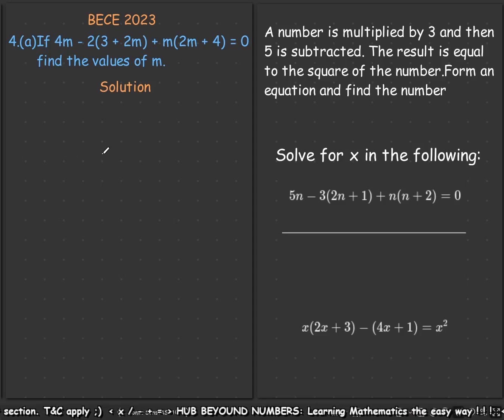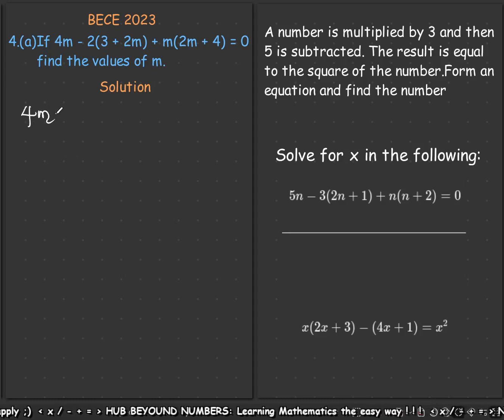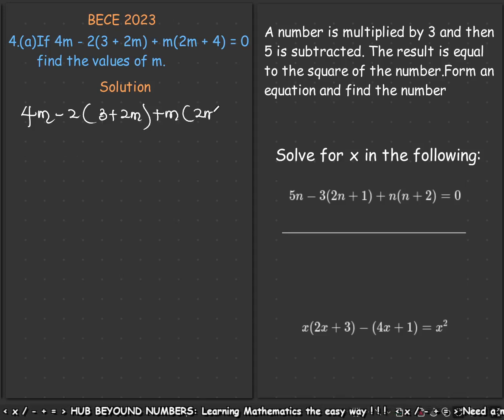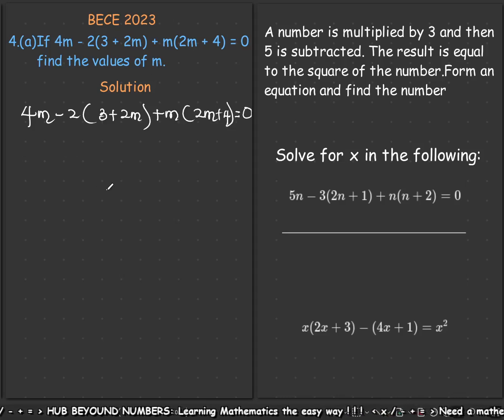So we have: if 4m minus 2 into brackets 3 plus 2m, close bracket, plus m into brackets 2m plus 4, is equal to 0, you have to find the value of m. So first of all, let's write out our equation: 4m minus 2(3 plus 2m) plus m(2m plus 4) equals 0. The first thing I'm supposed to do is to open my brackets. Talking of opening brackets, this 4m has no bracket to open.